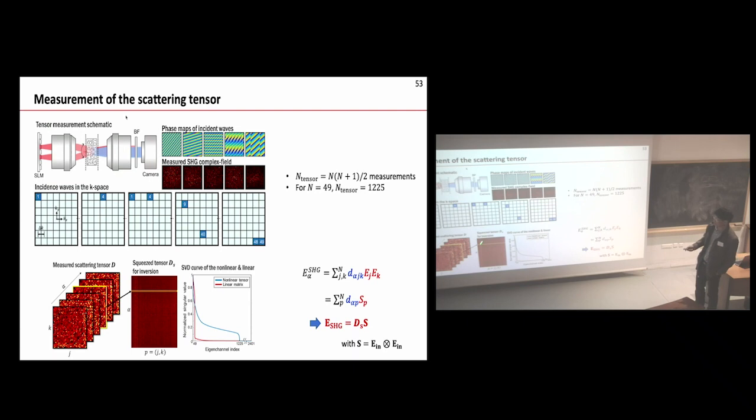Okay, so these are experimentally measured tensors, and then maybe J and K is a little cumbersome to think about, so we squeeze this J comma K to index P. Then this looks more like a matrix multiplication. So this is like a squeezed tensor, and S is a quadratic component, which is an outer product of the input wave. Okay.